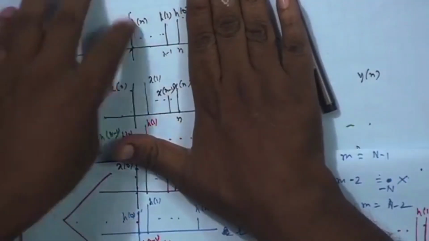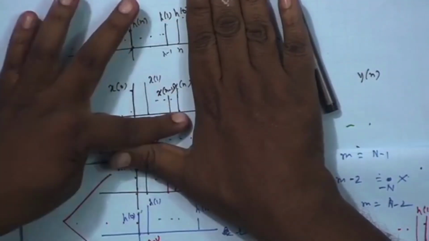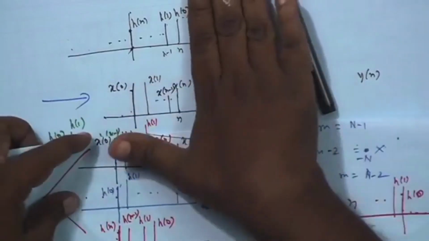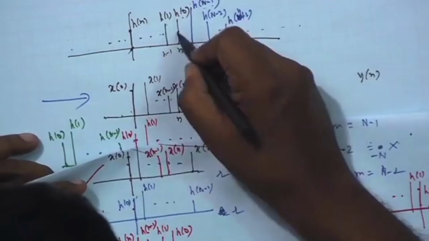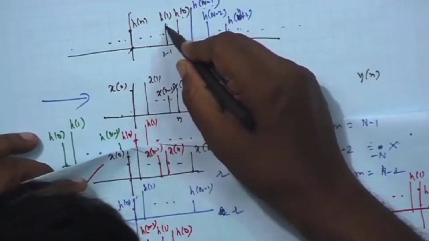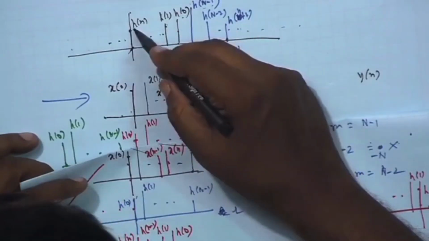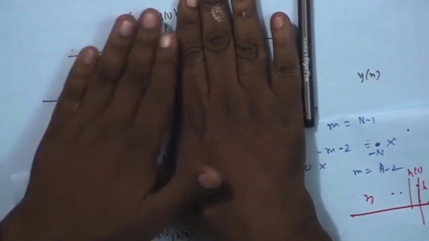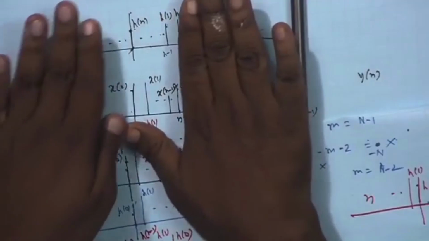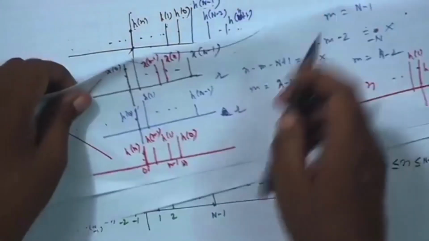If I consider black samples versus black samples here, only this part, and multiply, that is H 0 into x n, H 1 into x n minus 1, up to H n x 0, that is only this part. The remaining part I will do, but only this part I am doing separately. That is the same as what we had here.